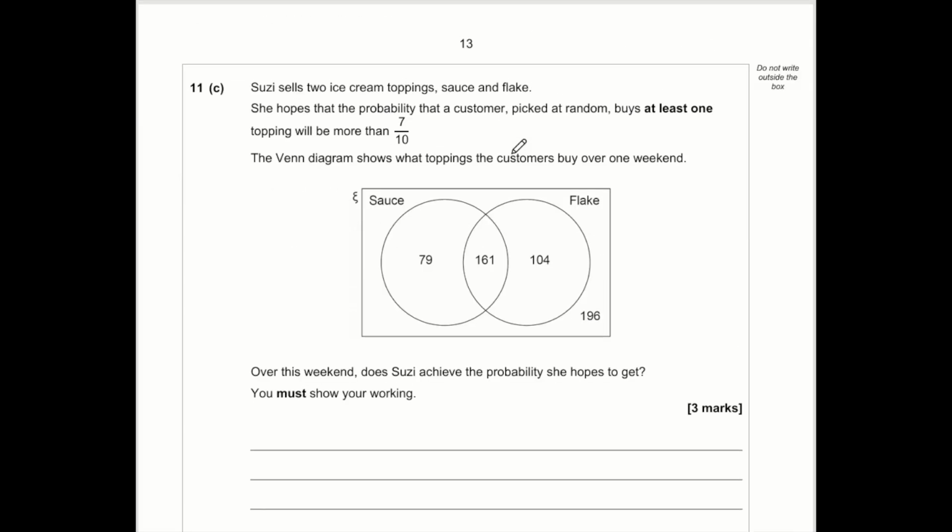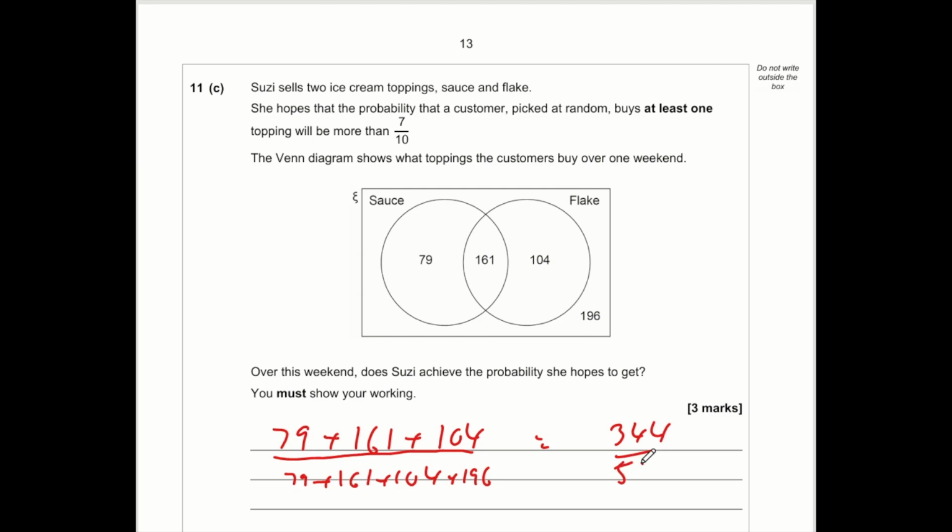Okay, so we want to work out the probability of buying at least one topping. Well, that is 79 for sauce only, plus the 161 sauce and flake, plus 104, which is flake only, over the number of customers she had, which was 79 plus 161 plus 104 plus the 196 who didn't get any toppings at all. Now if we add up the top numbers, we get 344, and on the bottom we get 540. So we want to work out, is this bigger or smaller than 7/10? Now it's probably easier if we turn 7/10 into a decimal, 0.7.